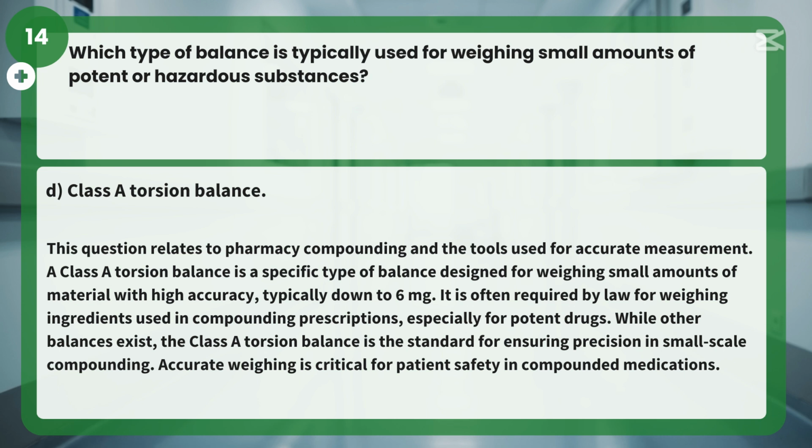It is often required by law for weighing ingredients used in compounding prescriptions, especially for potent drugs. While other balances exist, the Class A torsion balance is the standard for ensuring precision in small-scale compounding. Accurate weighing is critical for patient safety in compounded medications.